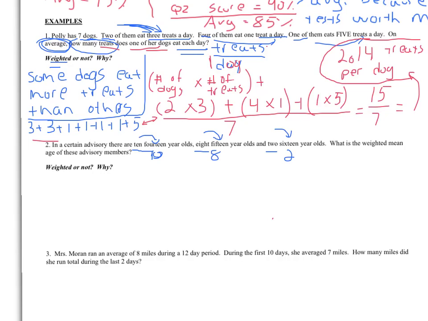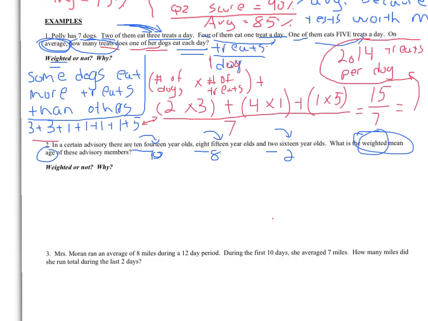The question is asking, what is the weighted mean age of these advisory members? Right away, the weighted mean tells you that you have to do something a little bit more. You can't just add them up. A common mistake is for students to say, oh, you have a 14-year-old, 15-year-old, 16-year-old, so 14 plus 15 plus 16 divided by 3. The problem with that is you're not taking into account how many kids there are in each age group.